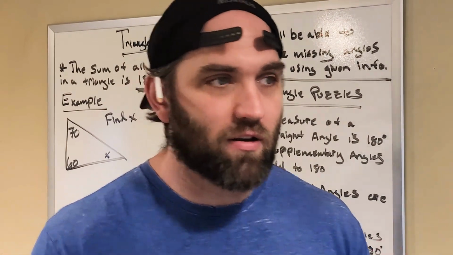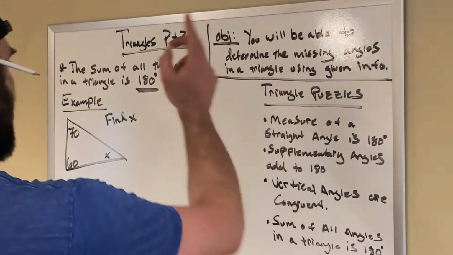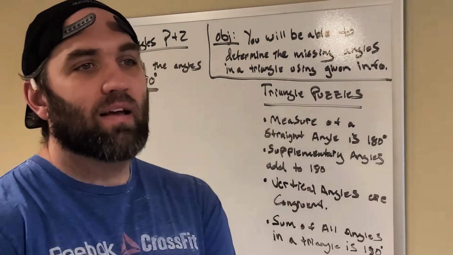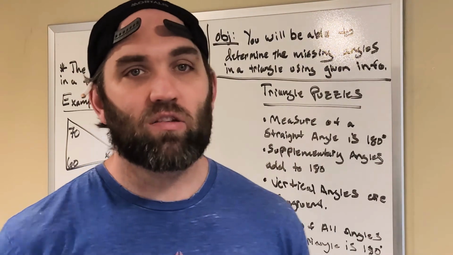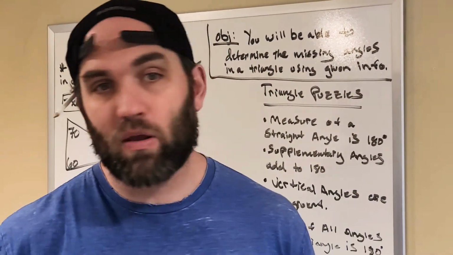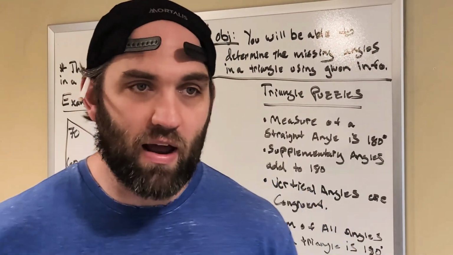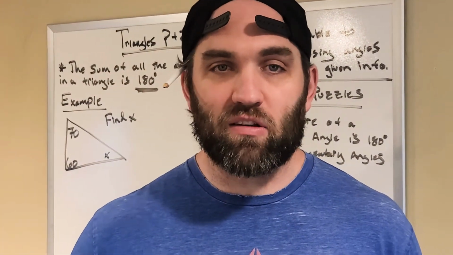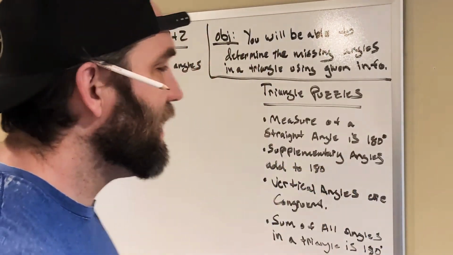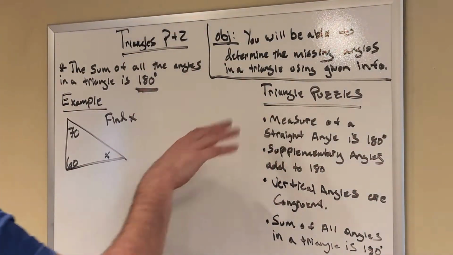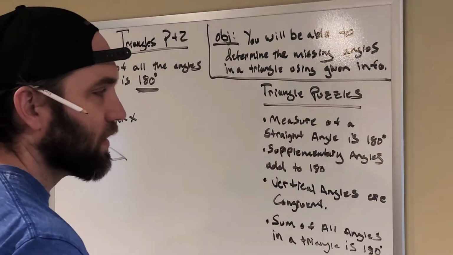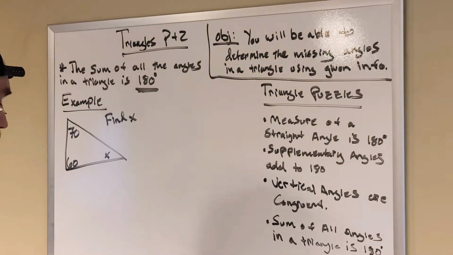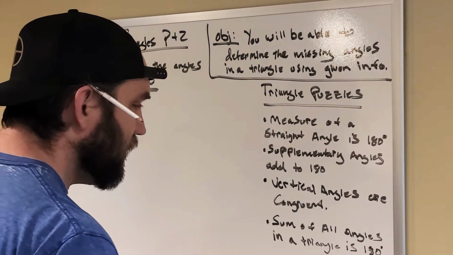Math, geometry, the fun stuff now. Triangles part 2. We talked in the other video about how we have scalene triangles, isosceles triangles, right triangles, and equilateral triangles. There are a lot of different ways that we can name triangles, either by their sides or by their angles. But now we're going to look at the angles and figure out the measure of the angles.